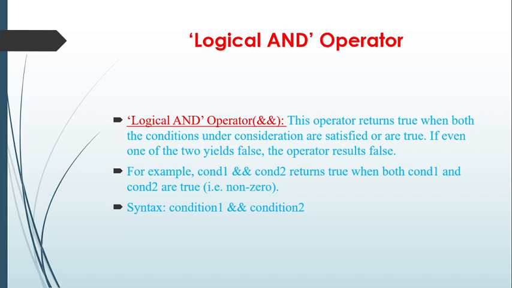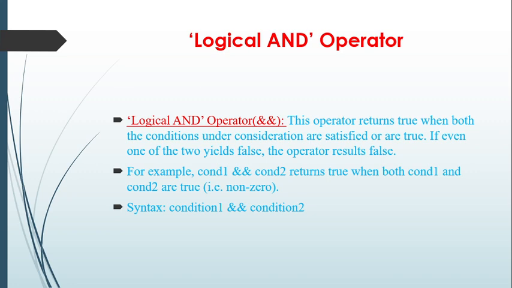Logical AND operator. This operator returns true when both the conditions under consideration are satisfied or true. If even one of the two fails, the operator results in false. For example, condition 1 AND condition 2 returns true when both condition 1 and condition 2 are true, that is, non-zero. The examples of logical operators are like that. If one is 0 and the other is 1, or if both are 0, then it only returns 0, and it returns 1 only when both are 1.